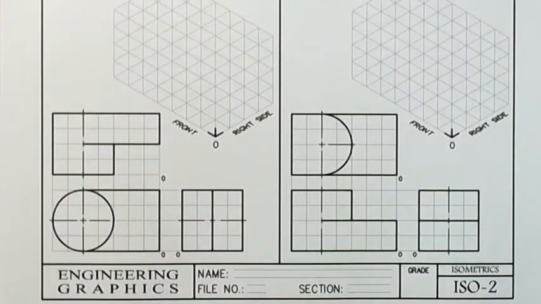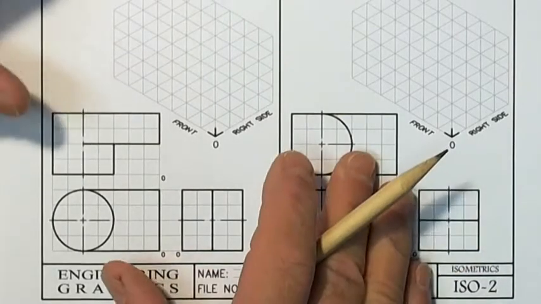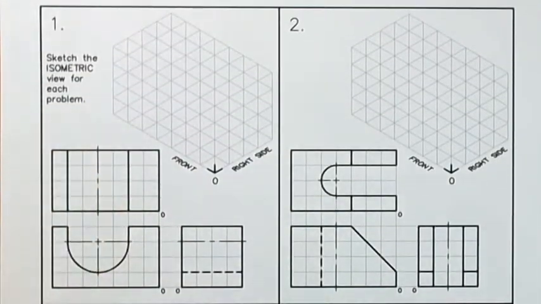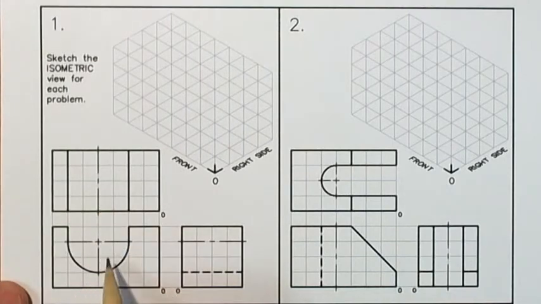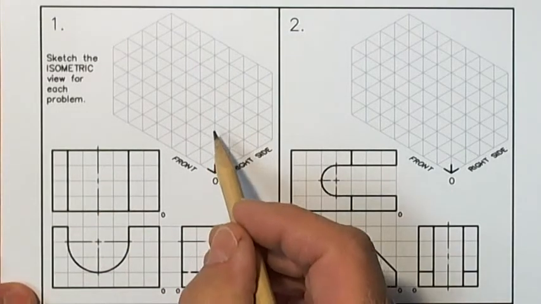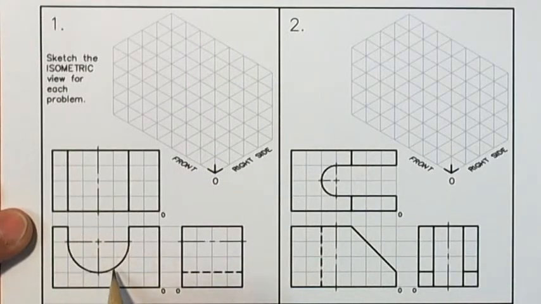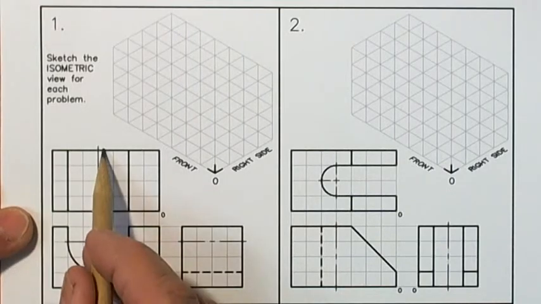Let's continue with ISOMETRIC-2, ISO 2. And we will take our orthographic views and convert them into the isometric view. Looking at the front view, I can see that I have what appears to be a rectangular prism with a round bottomed slot cut through it from front to rear.